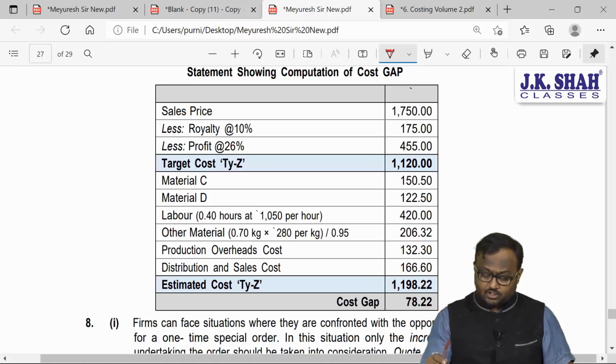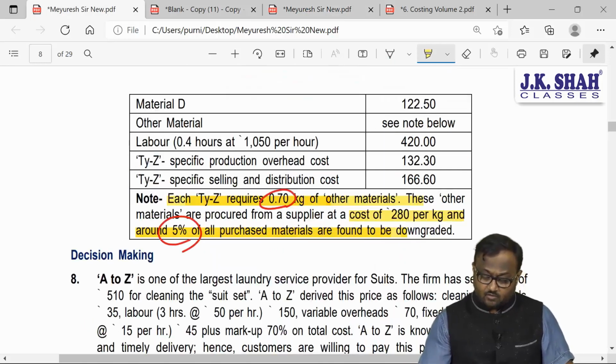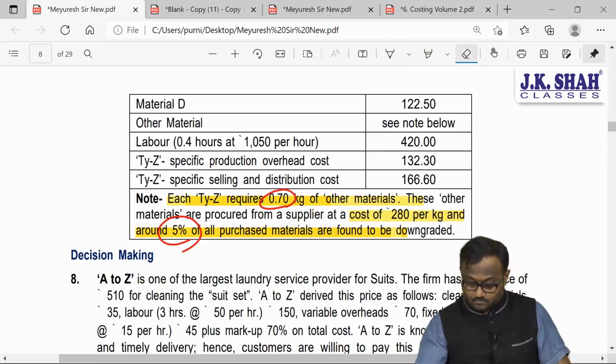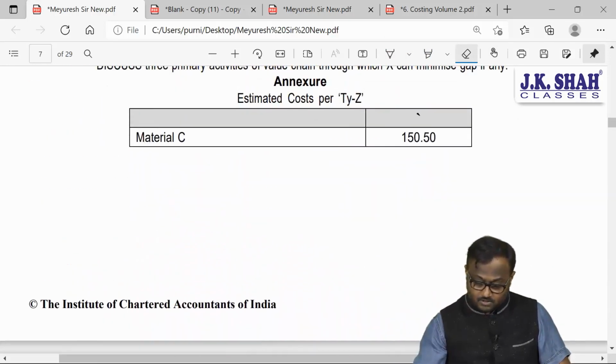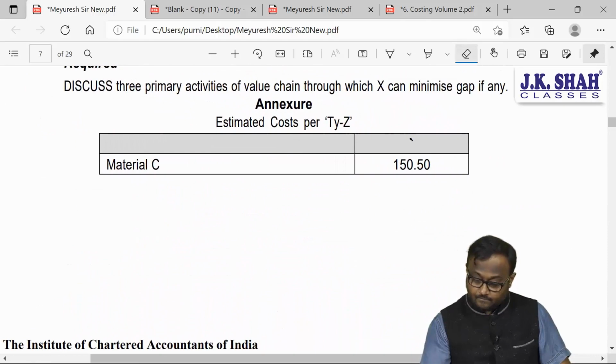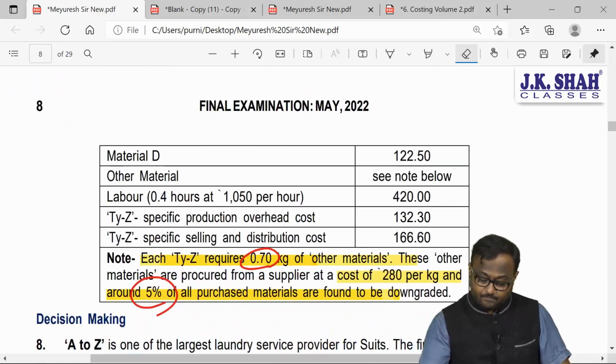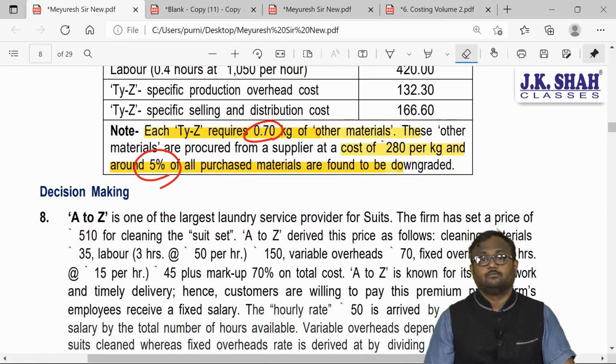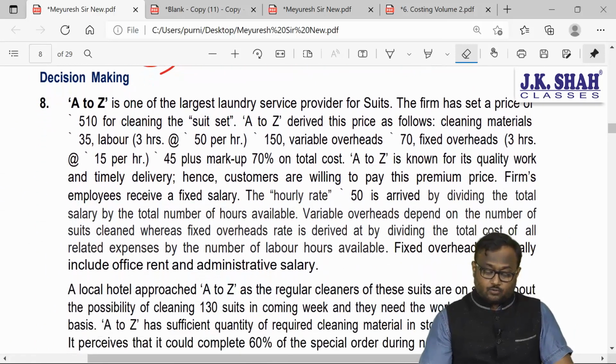I'm just finding out how much is the cost gap, because they asked me to find out the cost gap, nothing else. So I'm going for this. See. Minimize the gap. Yes, we are having those examples. Correct? So that was your question number 7.